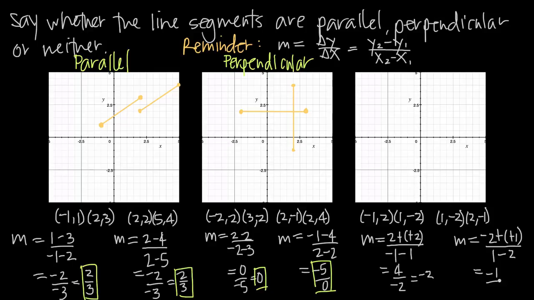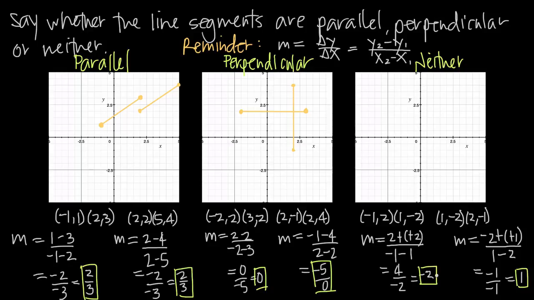1 minus 2 gives us a -1, and so -1 divided by -1 is going to give us a +1. So we have slopes here of -2 and +1. Since the slopes are not equal to one another, we know that the lines are not parallel, and since one slope is not the negative reciprocal of the other slope, we know that the lines are also not perpendicular. So in this case, we're going to say neither, that these line segments are neither parallel nor perpendicular.